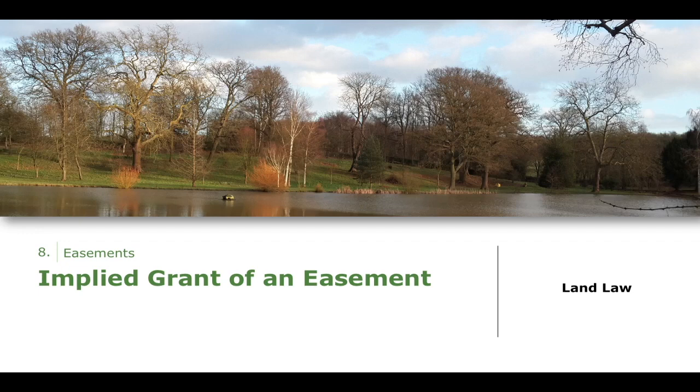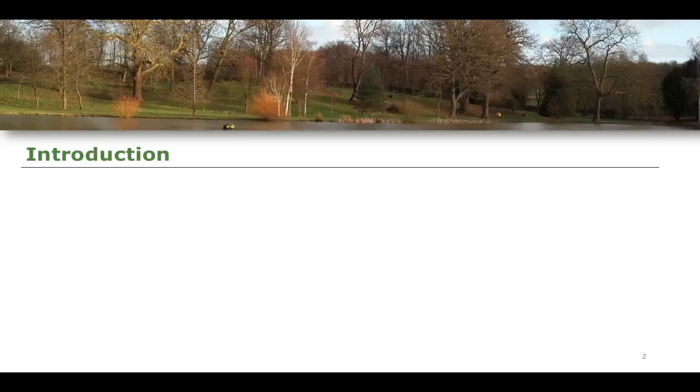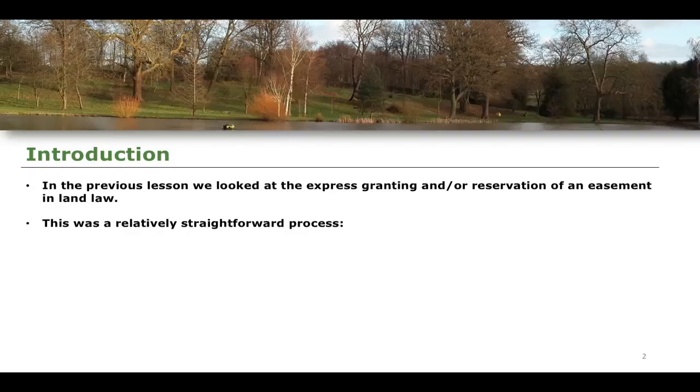The three main ways in which an easement is acquired in the law are through express acquisition, implied acquisition, and this process known as prescription. This lesson is going to focus on the second of these ways of acquiring an easement, namely through the implied grant of an easement.